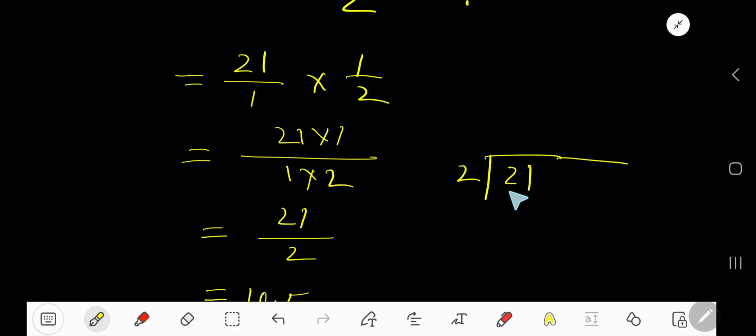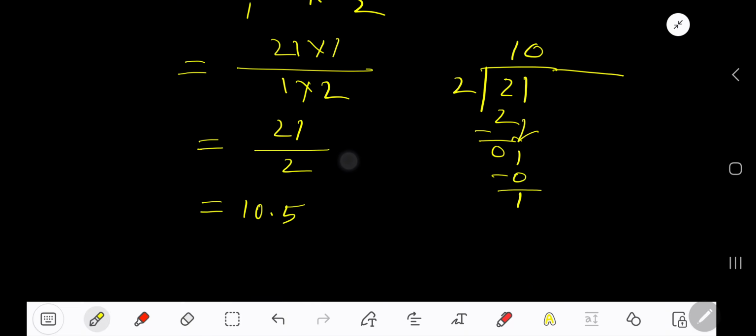Look, 2 goes into 2 one time. 2 times 1 is 2. Subtract, you get 0, bring down this 1. 2 goes into 1 zero times. 2 times 0 is 0. Subtract, you get 1. So this 1 is the remainder. So the mixed number will be like this: quotient 10, then the remainder will be the numerator and the denominator will be this divisor. You can write your answer this way or this way.